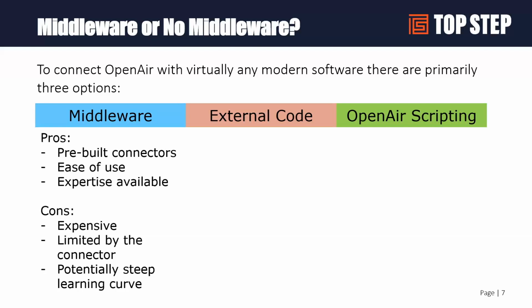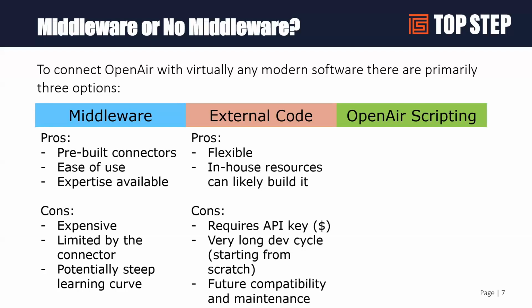Now, you also have an external code option, which would be building something outside of any of these tools from scratch. Build your own tool that connects OpenAir to whatever tool it is you're using. Pros are, it's highly flexible. Whatever you want it to do, you code it to do. As long as those APIs support it, you're in business. You can do whatever you want.